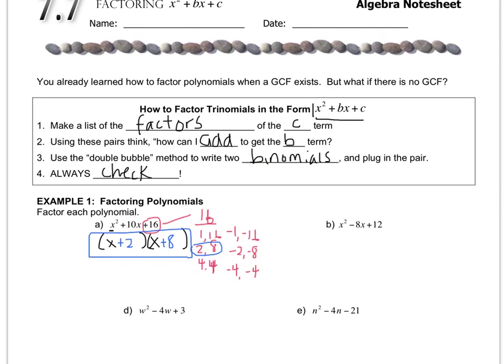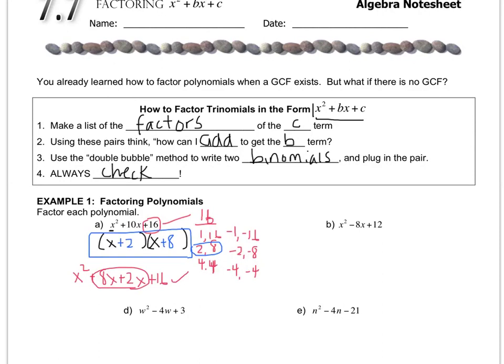You always want to just make sure that you check. So I'm going to just check using FOIL. I'm not going to write it out, I'm just going to say it out loud. x times x is x squared. That's F. O is x times 8. I is 2 times x. And L is 2 times 8. And so if I were to combine these, I would get x squared plus 10x plus 16.